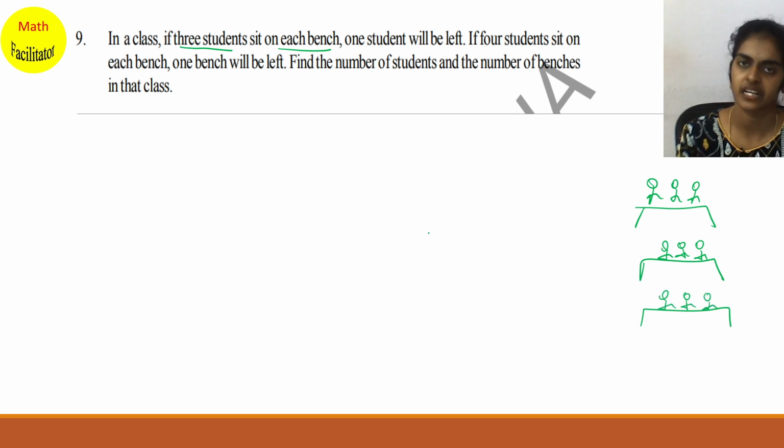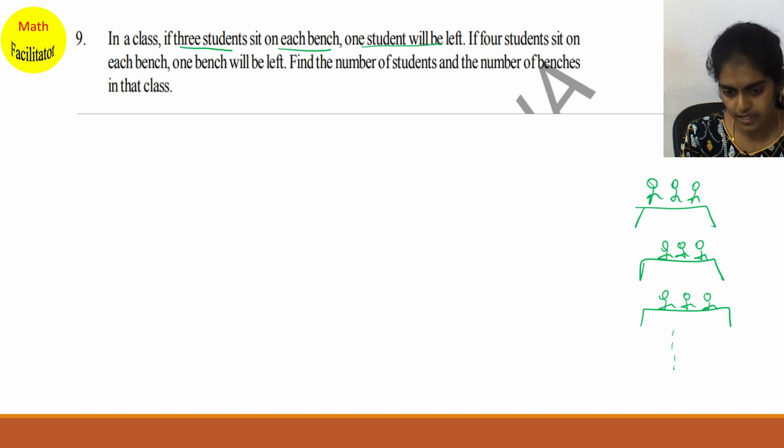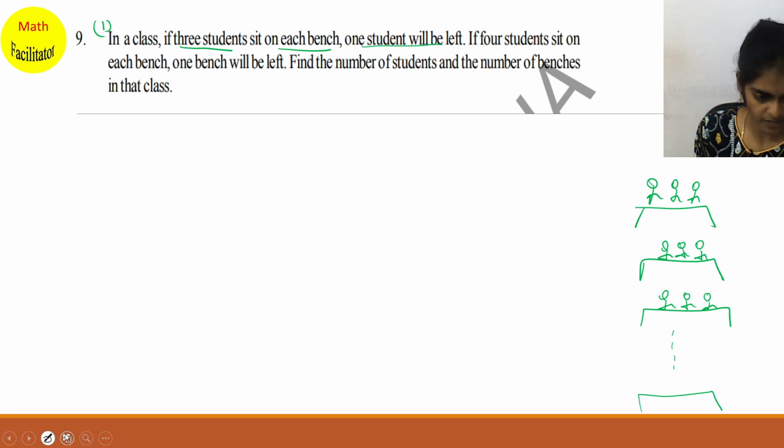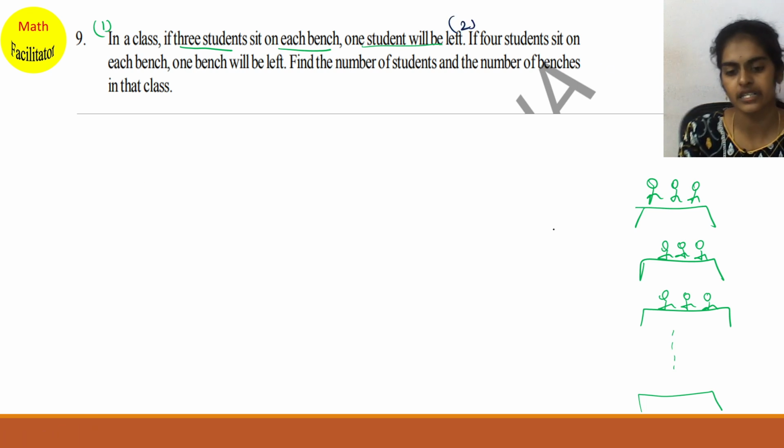Okay, in this way, one bench will be left. If three students are sitting in each bench in this way, so the last one bench is empty. Okay, one bench will be left. If four students are sitting on each bench, this is the first condition. Let's see the second condition. Second condition is, if four students are sitting on each bench.